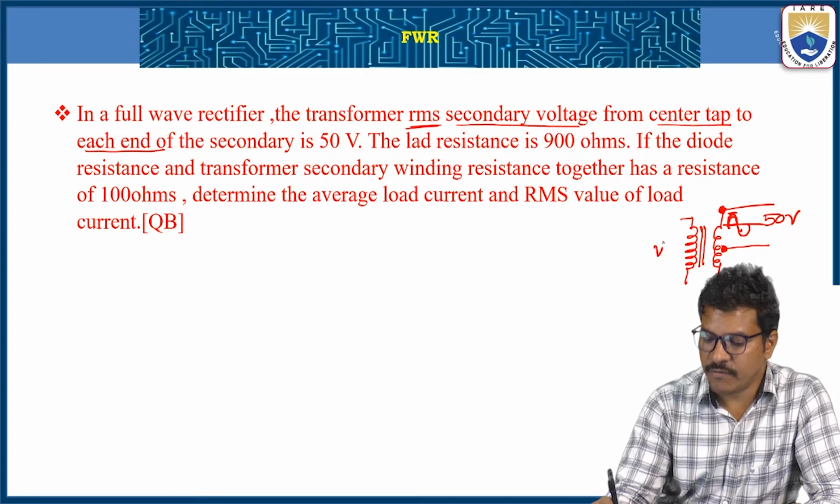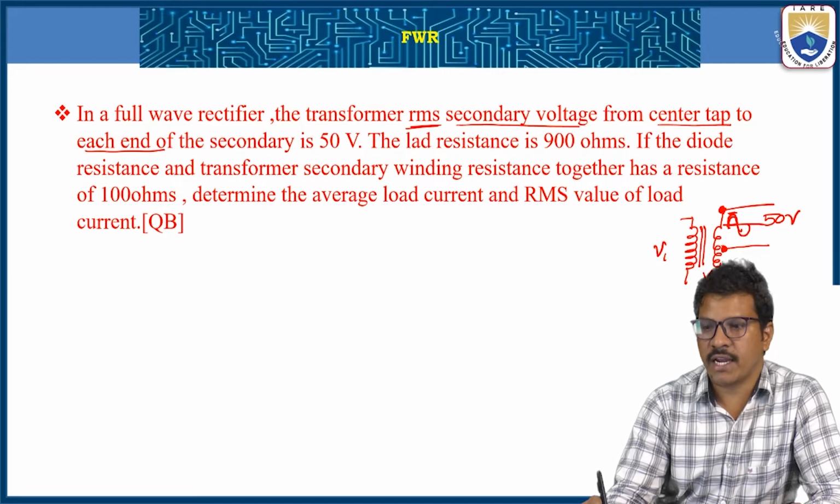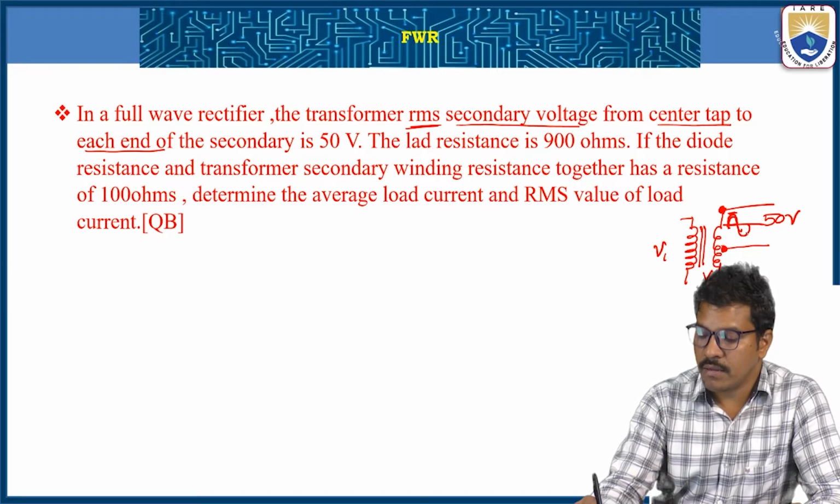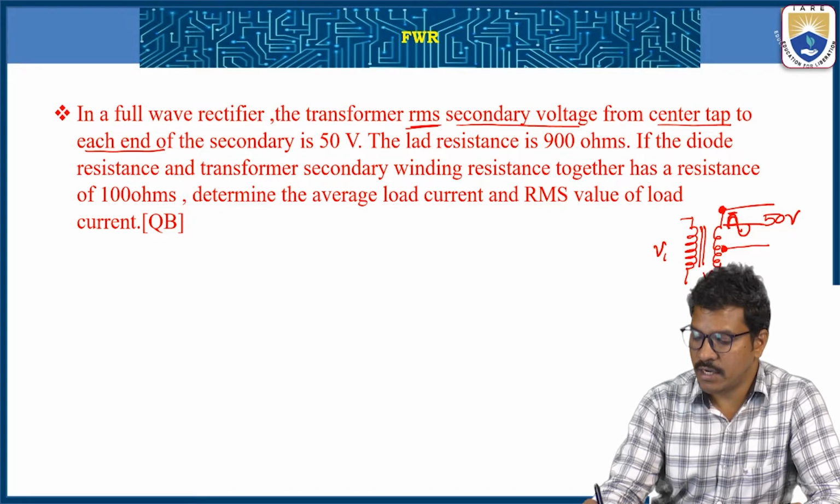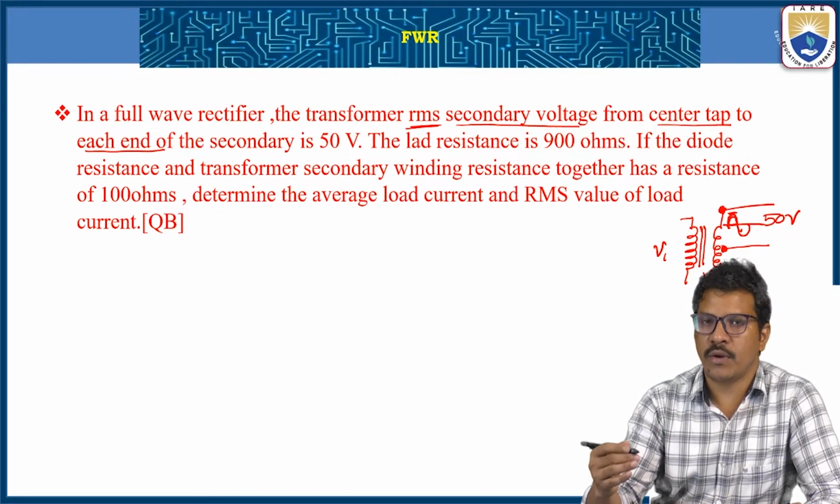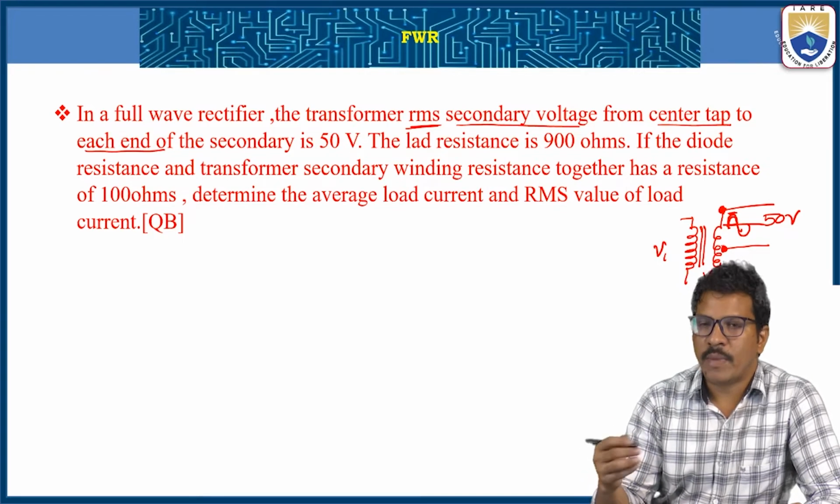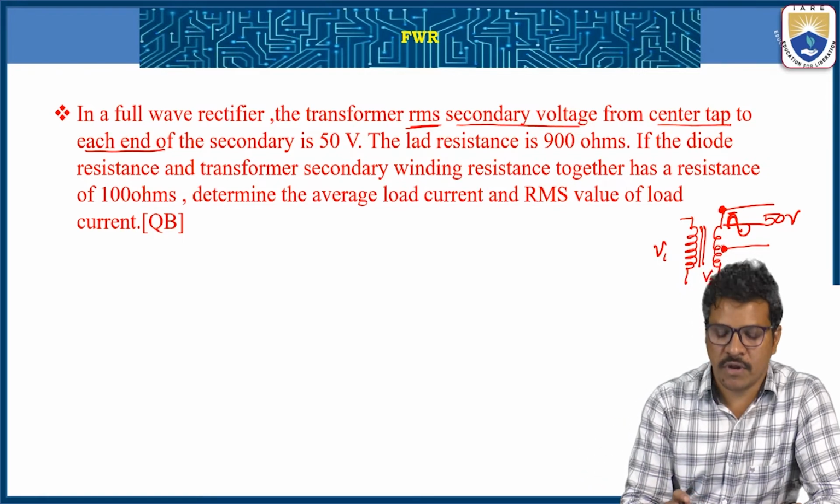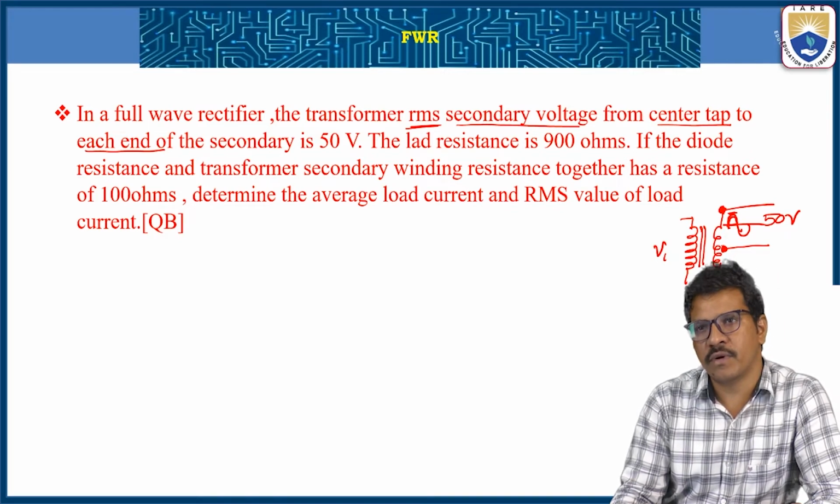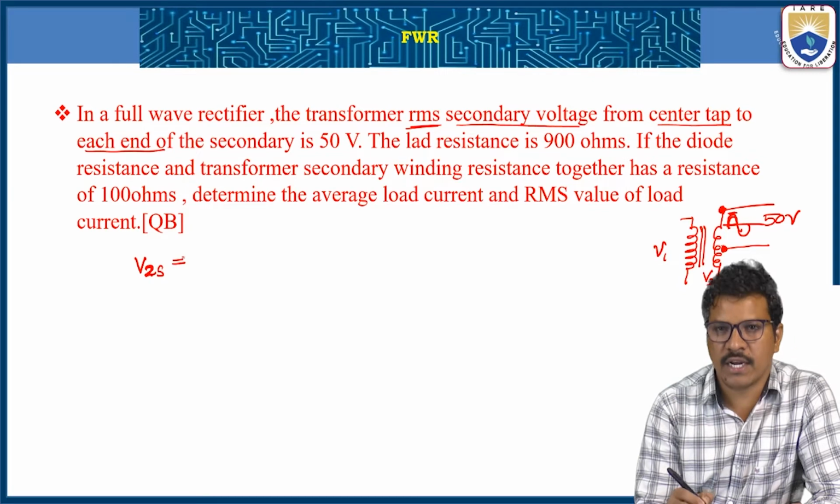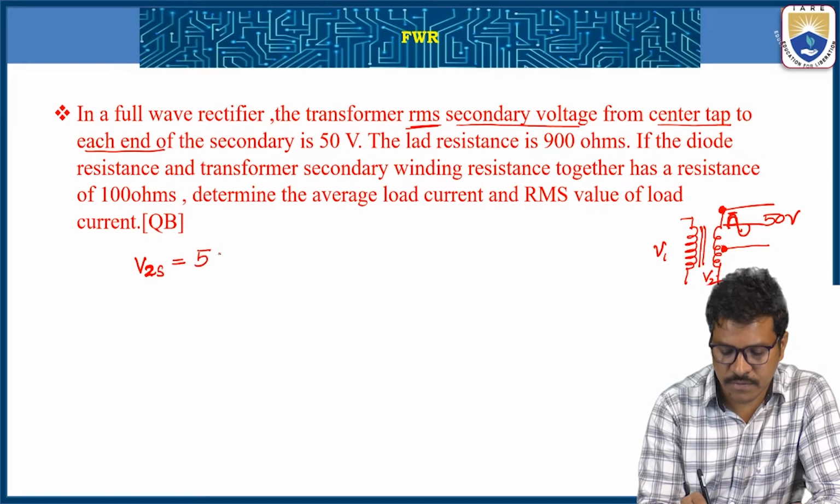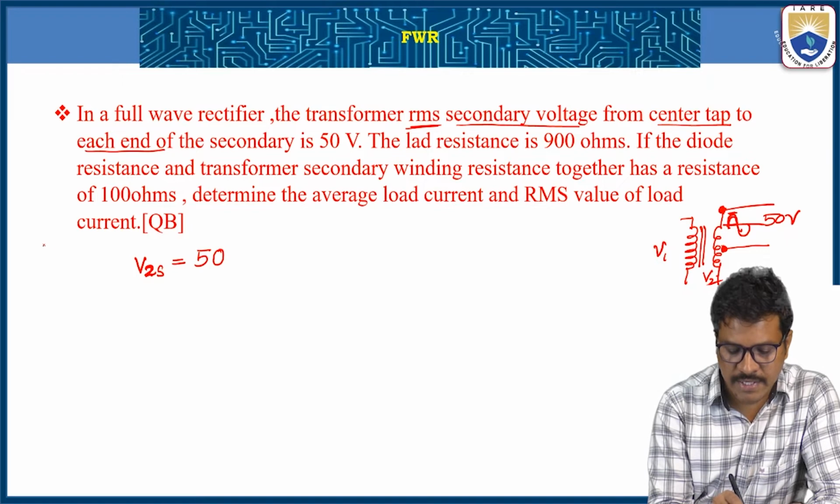So basically V1 is the primary and V2 is the total secondary voltage, but that V2 again divides from the center tap to the above end and from the center tap to the below end. So V2 by 2 above, V2 by 2 below. But it is given that the value is equal to 50 volts. So the V2 by 2 value is equal to 50 volts. So directly I can take that value as the secondary voltage. V2, one of the secondary voltages, is 50 volts. This is the given data.